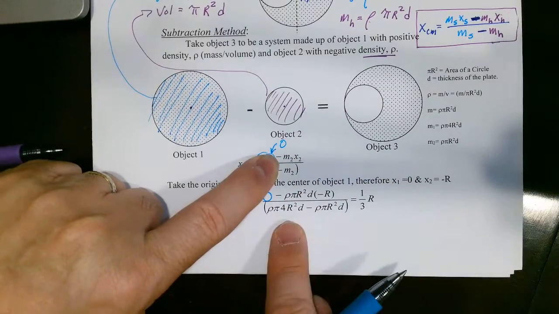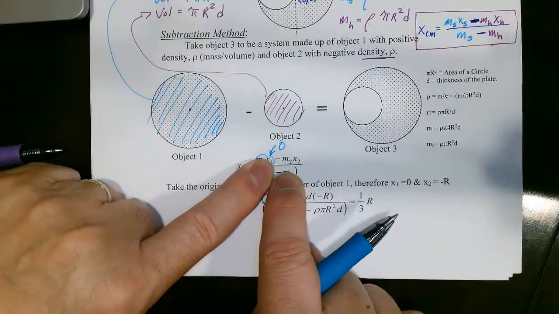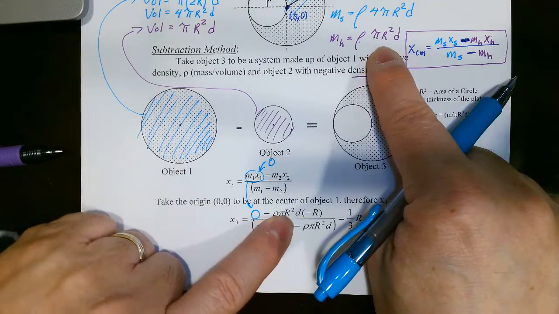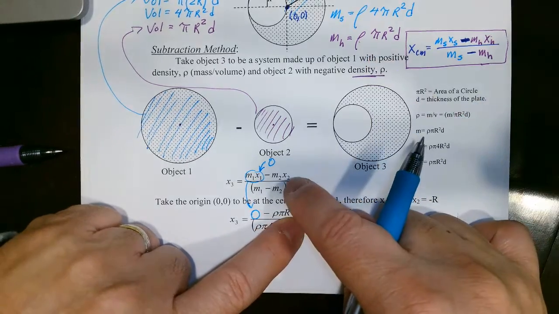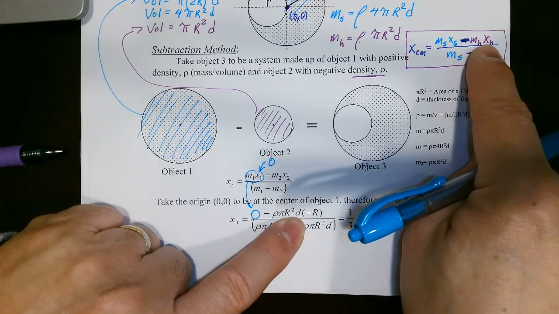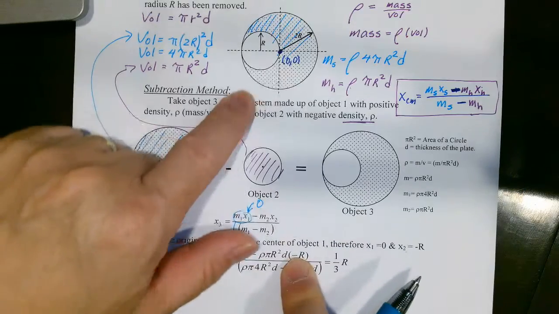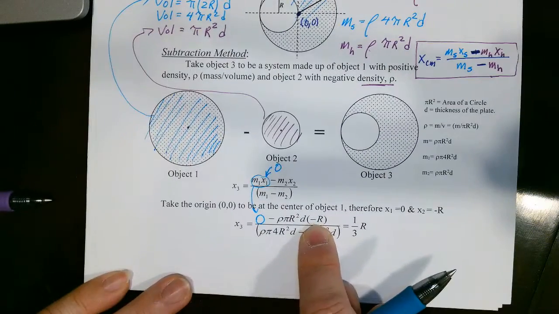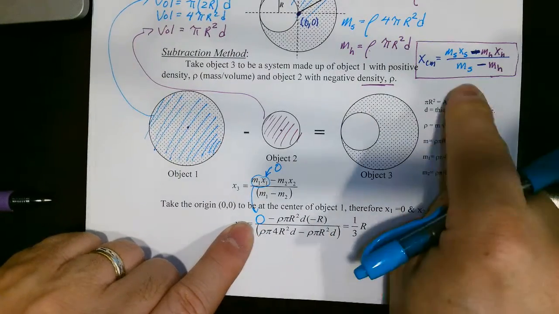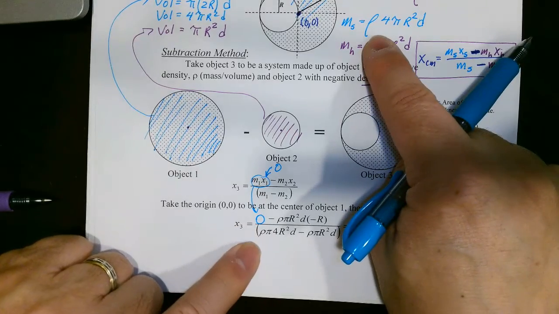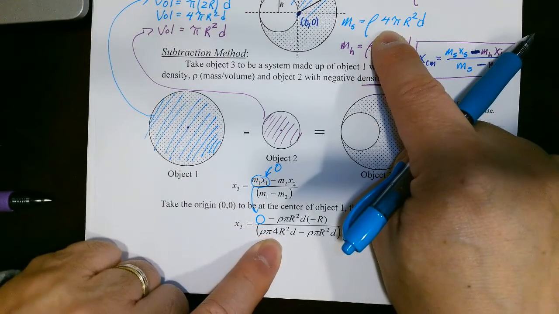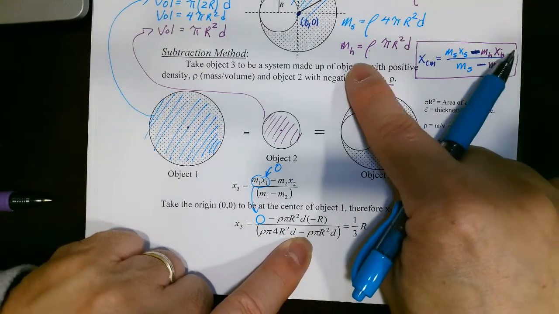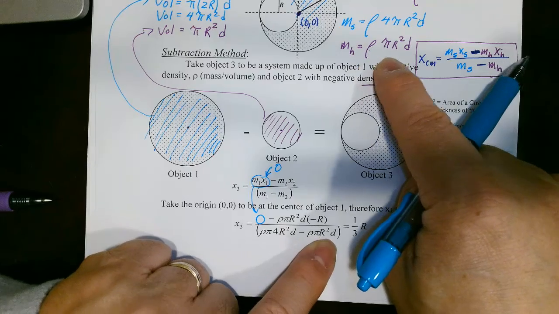And then minus m whole, which is rho pi r squared d, times x whole, which is just negative r, because that's in the negative x direction and r distance away. Whole thing divided by mass solid, which is rho pi 4r squared d, minus mass whole, which is rho pi r squared d.